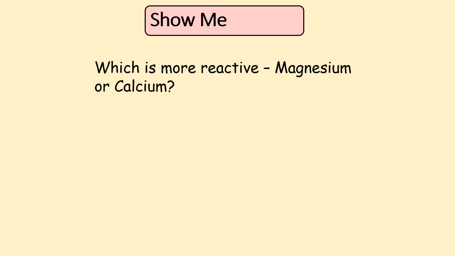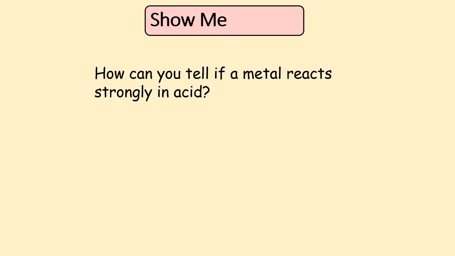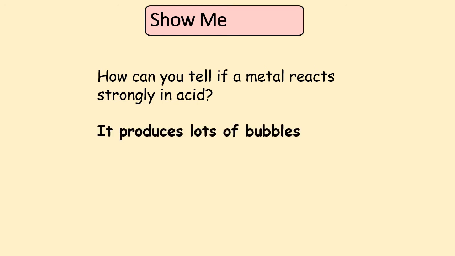Which one of these is more reactive, calcium or magnesium? The answer is calcium, and that's because calcium can react with water and it reacts with acids, but magnesium can only react with acid and cannot react with water. So calcium can react with more things, so it's more reactive. How can you tell if a metal is reacting with acid? What do you see? You see lots of bubbles being produced.